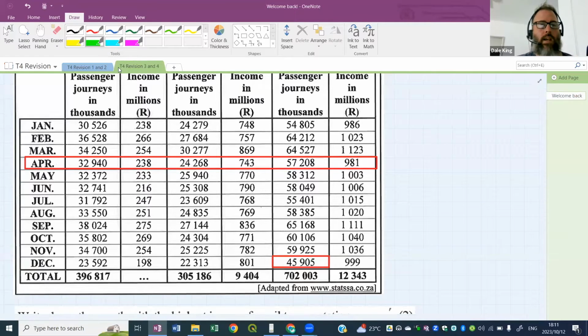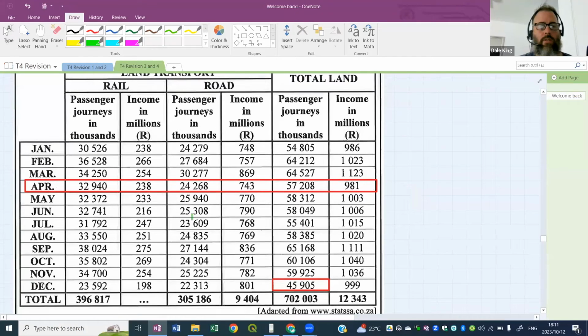And we're looking at the income for road. All right. Which is this one. Remember, that's in millions. And we want that percentage of the total. All right, I'll give you guys a couple of minutes. I need the road income for April as a percentage of the total land income for April. All right, so I need those two numbers in a percentage calculation, please. And you can tell me what the percentage is.